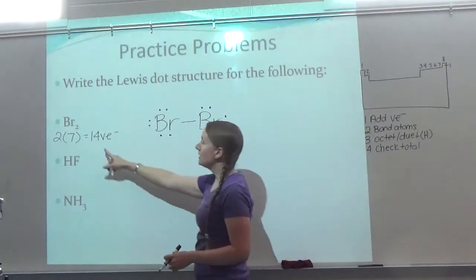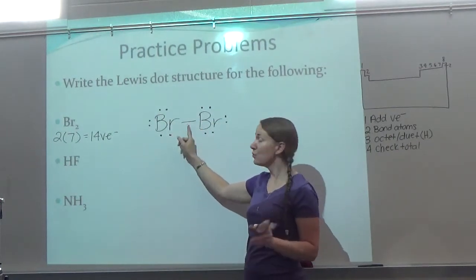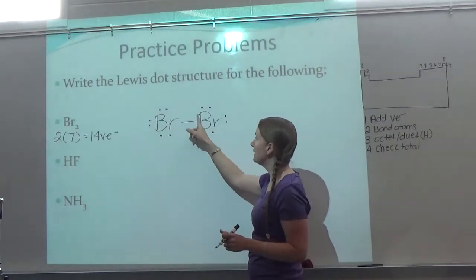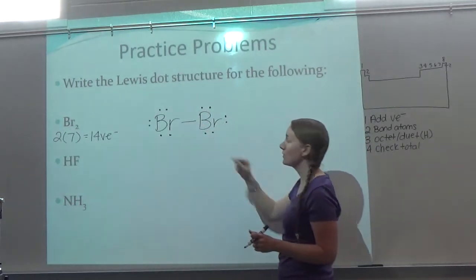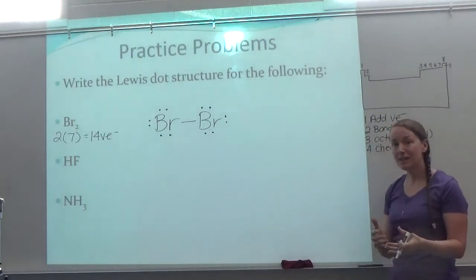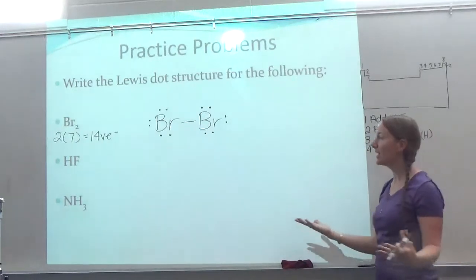All right, so I'm allowed to have 14 valence electrons. So remember, don't accidentally count the bond twice. So I have 2, 4, 6, 8, 10, 12, 14. So I'm good. All right, so hopefully you got that one right. If not, just try HF real quick, okay? Pause it, try it, and now we'll look at it together.